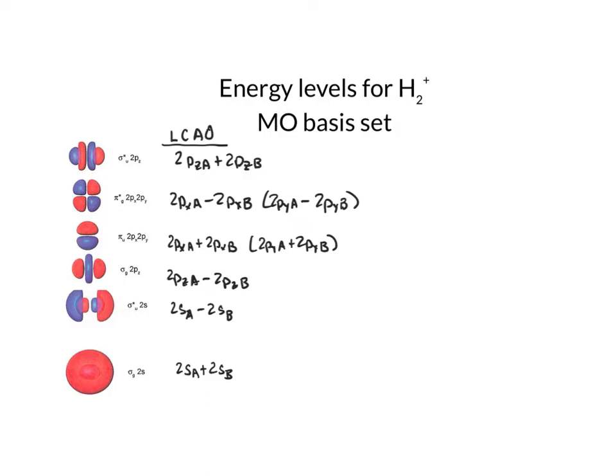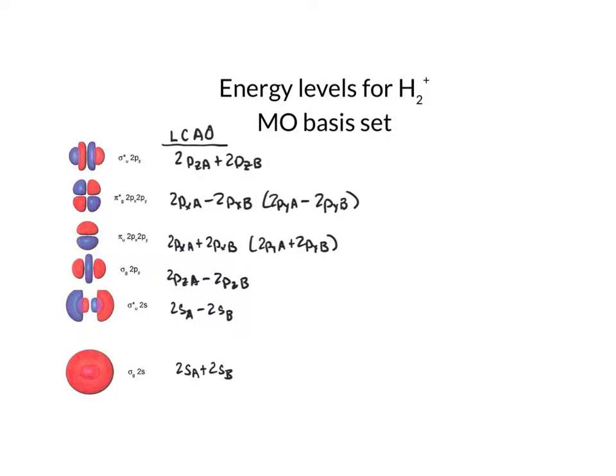Now that we know what our linear combinations of atomic orbitals look like for these molecular orbitals, let's think about how we might discern which one is the lowest energy, and then which one is the next energy, and the next energy, up to the highest energy. So the way that we're going to think about this is to think about the number of nodes in these wave functions.